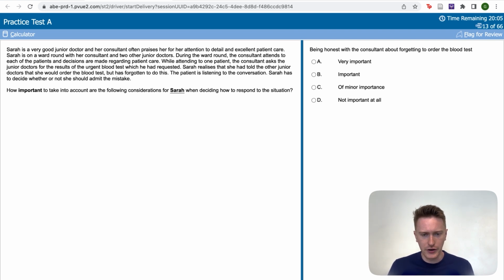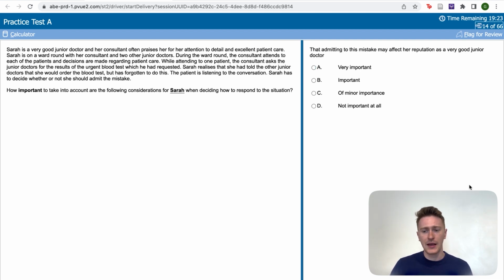Okay, she's a very good junior doctor, and a consultant praises her. Fantastic for Sarah. During the ward round, the consultant attends each of the patients and decisions are made regarding care. When attending, the consultant asks about the urgent blood test. Sarah realizes that she's messed up and forgotten to do it. The patient's listening though, and she needs to decide whether to admit. Now, in healthcare and as a doctor, if you read all the GMC documents, always admit to a mistake. It's better to be honest and transparent so everyone's on the same page, so we can remedy the mistake, than to try and conceal things. So anything that's going to suggest that Sarah should conceal something is going to be not important at all. So being honest, very important.